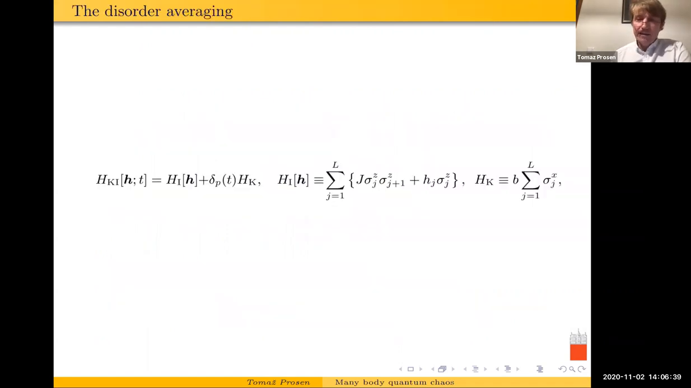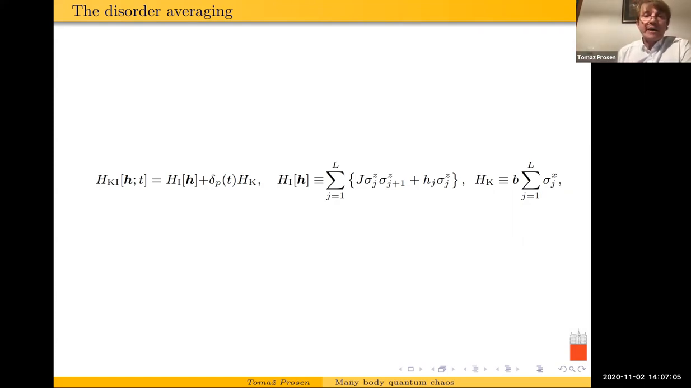Now I have to show you how to compute the spectral form factor. The point of the next two slides is to show you that there is a standard statistical mechanics procedure, a transfer matrix procedure, to compute the spectral form factor. And the key of that procedure is to be able to do disorder averaging in the presence of some additional condition, which I'll try to discuss now.